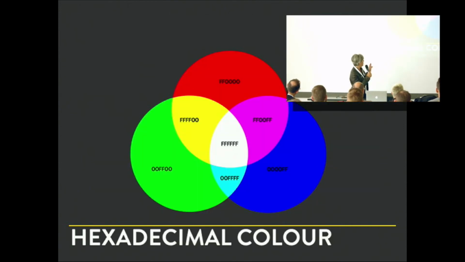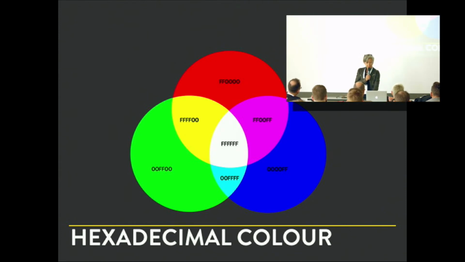So this is how hexadecimal color works. Clearly FFF is the full strength beam of the white, 6F, sorry, and it's basically just another way of expressing the same color.